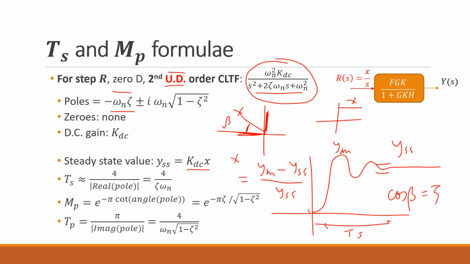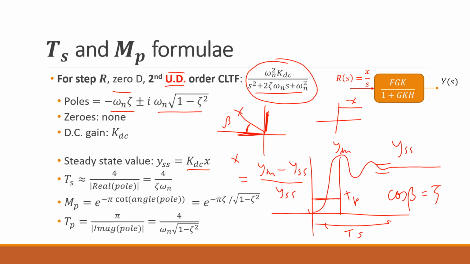There is yet another kind of transient specification. It's called peak time. Peak time is defined as time taken to go from 0 to the maximum value, so this time. And peak time is pi divided by the imaginary part of the pole, so it's going to be pi divided by omega n square root of 1 minus zeta squared.